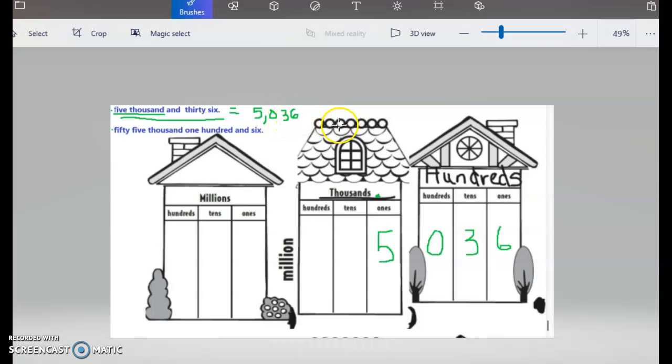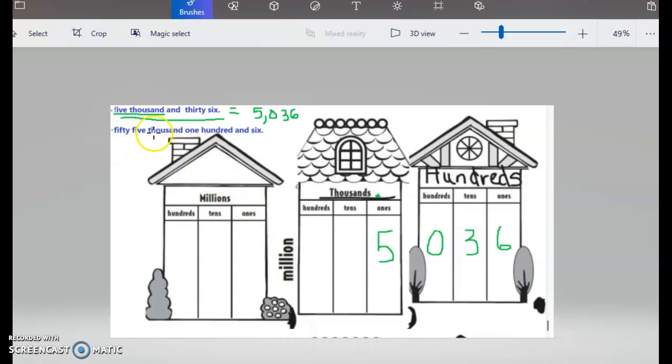5,036. Now I can also count starting from the hundreds house going left to get my comma, and that would usually be 1, 2, 3, comma. Every 3 spaces there needs to be a comma. So I could either put 1, 2, 3, comma, and then write my 5, or if I want, I can use my place value mat here to help me know when to put in my comma. So let's try another one together.